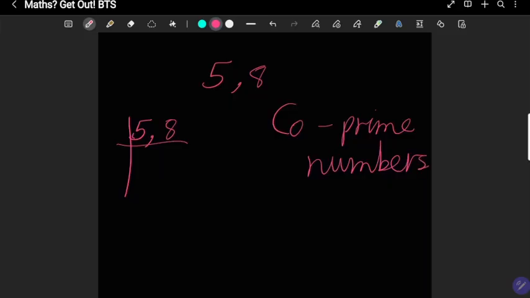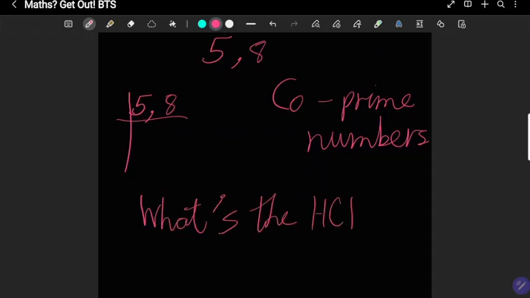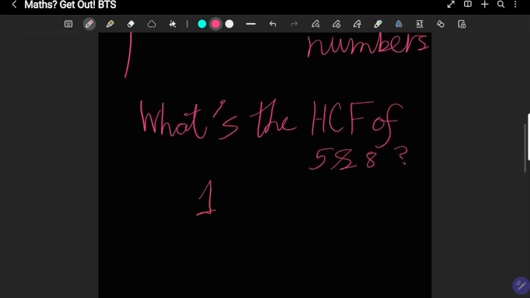Now, if a teacher does give you something like this and asks you to find the HCF of these numbers, you are going to play it very smart. You know 1 is divisible by any number in the world. So if a teacher asks you what's the HCF of 5 and 8, you will be very sneaky and say 1, because 1 can divide every single number in this whole wide world.